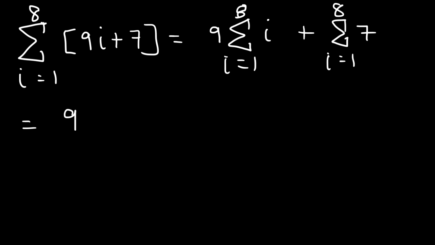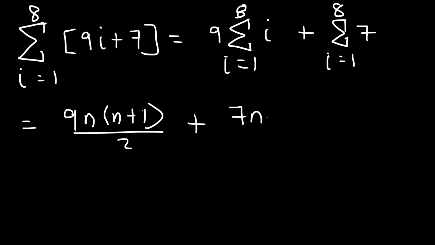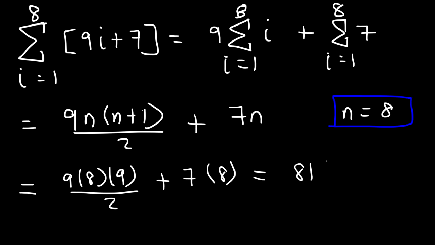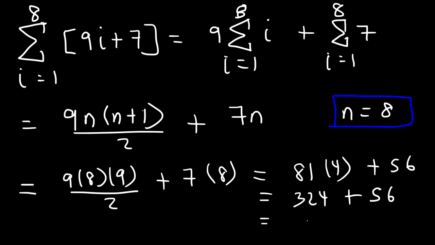This is going to be 9 times n plus 1 divided by 2 plus 7 times n, where n is 8. So this is going to be 9 times 8 plus 1, which is 9, divided by 2, and then plus 7 times 8. Now, 9 times 9 is 81, and 8 divided by 2 is 4, and 7 times 8 is 56. 81 times 4. 80 times 4 is 320, and then 1 times 4 is 4, so that's 324. If you add 56 to it, that's going to give you 380, which is the final answer.